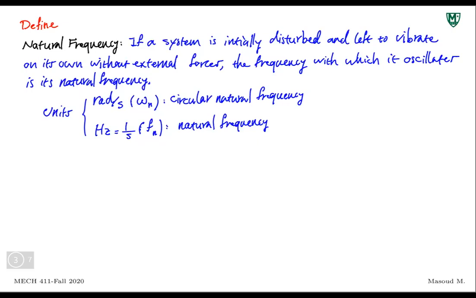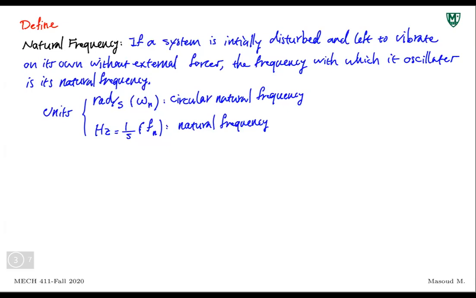Hertz is 1/2. What does that mean? It means number of cycles per second. That also shows how fast this pendulum swings. It says number of cycles per second. It means during 1 second of measurement, I want to know how many cycles.